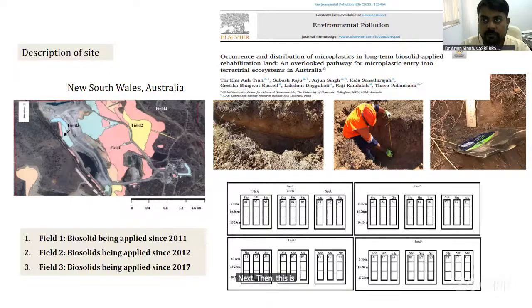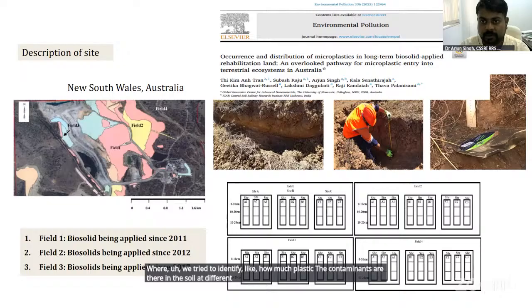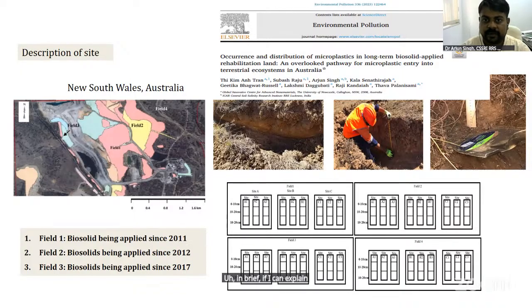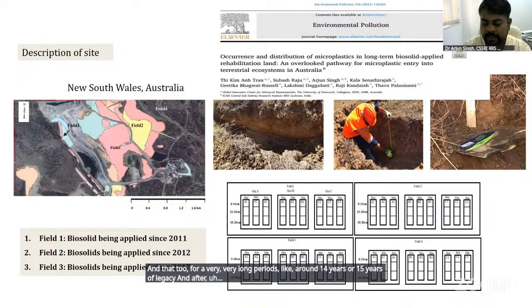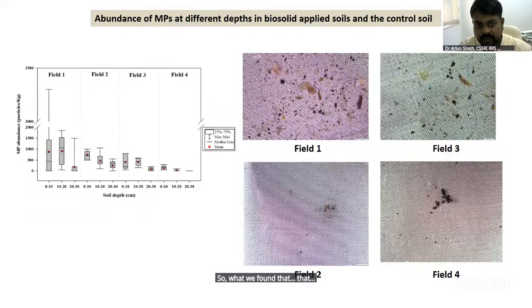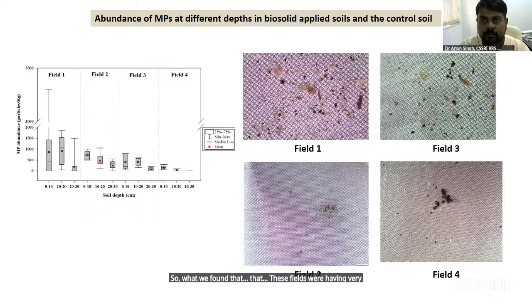Then this is one of our works which we have conducted in Australia, where we tried to identify how much plastic contaminants are there in the soil at different strata, taking different depths of soil samples. In brief, these fields were being applied with biosolids for a very long period, around 14 or 15 years of legacy. Then we wished to see whether any kind of plastic pollutants are entering our soil system or not. What we found is that these fields had a very high microplastic abundance.